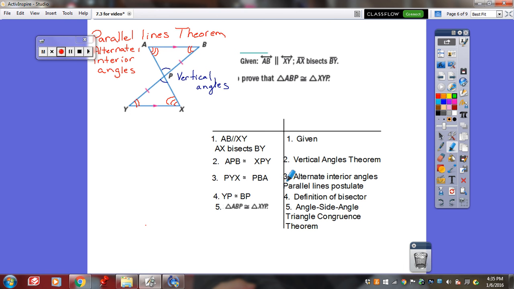We talked about our alternate interior angles. Now notice I only use this one and this one because I didn't need to use these other two to prove angle, side, angle. And then I also used definition of bisector to say that BP and YP are the same length. Definition of bisector. So now I have angle, side, angle, and I've proven that triangle ABP is congruent to triangle XYP.